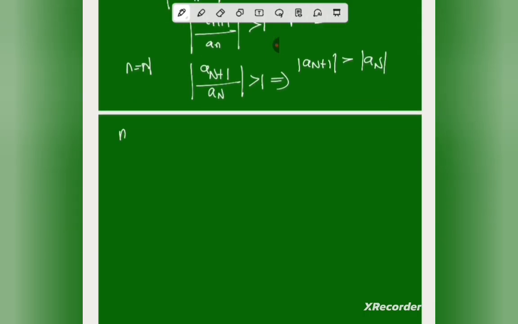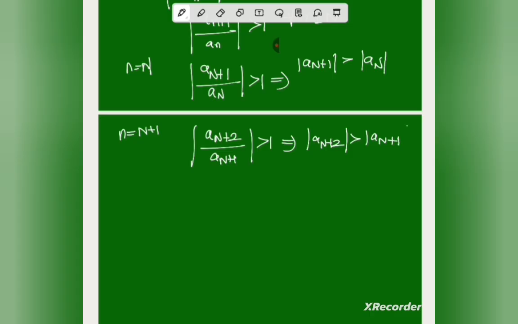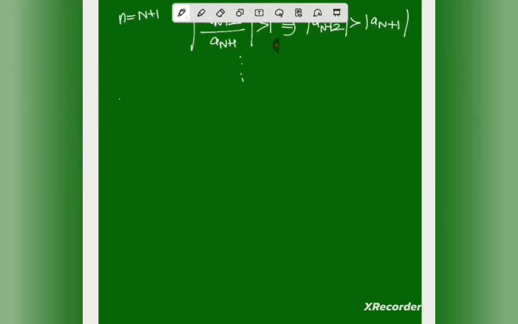Similarly, when you substitute n equal to N plus 1, you will get modulus of a_{N+2} by a_{N+1} is greater than 1, which implies modulus of a_{N+2} is greater than modulus of a_{N+1}. When you proceed like this and take n to be N plus k, what will you get? a_{N+k} divided by a_{N+k-1} is greater than 1.